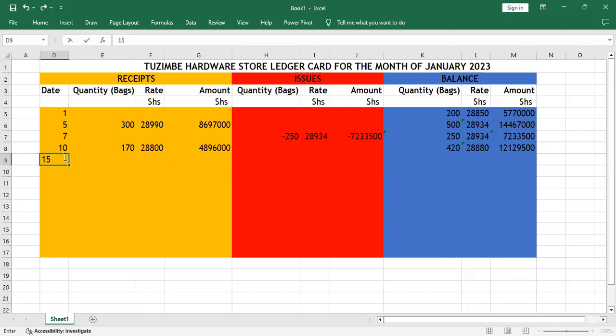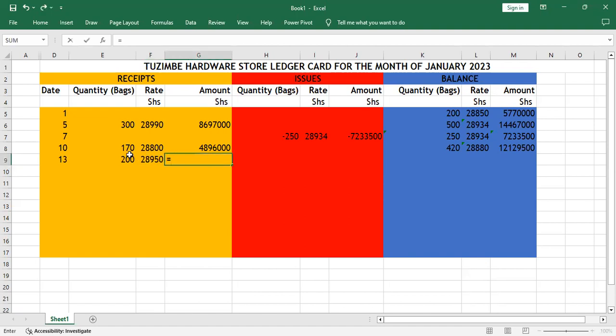This is on 15th. There is a transaction on 13th, I think. That's the first transaction. On 13th, before you go to 15th, there is a 13th there. We purchased 200 bags of cement. Zimbe Hardware purchased 200 bags of cement at 28,950.